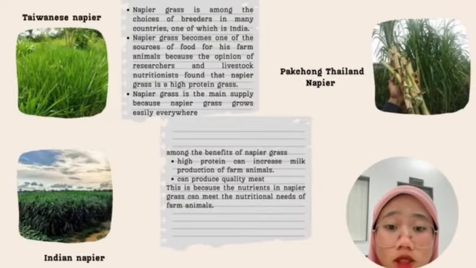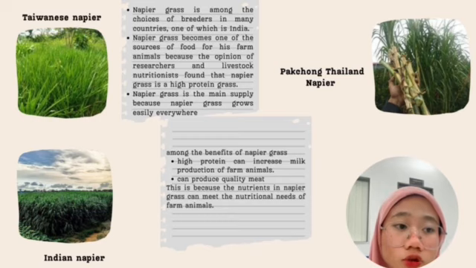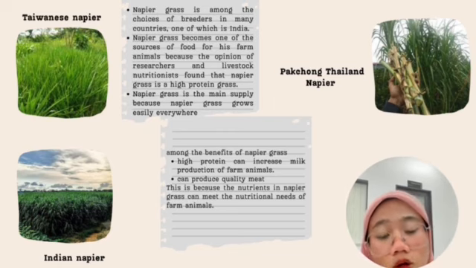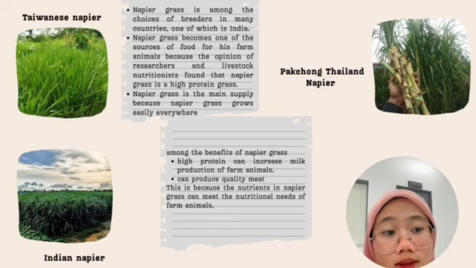Next, in India, use Napier. Napier grass is among the choices of breeding in many countries, one of which is India. Napier grass becomes one of the sources of food for farm animals because the nutrients have a good quality.